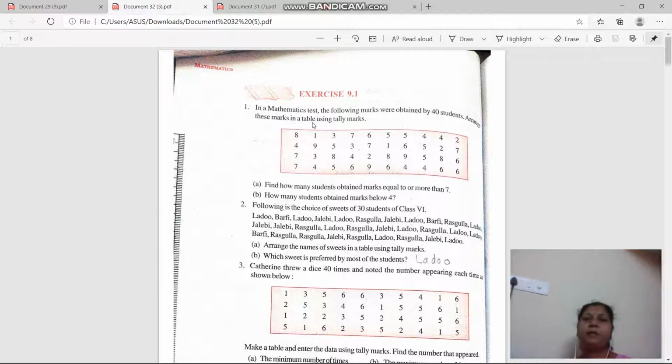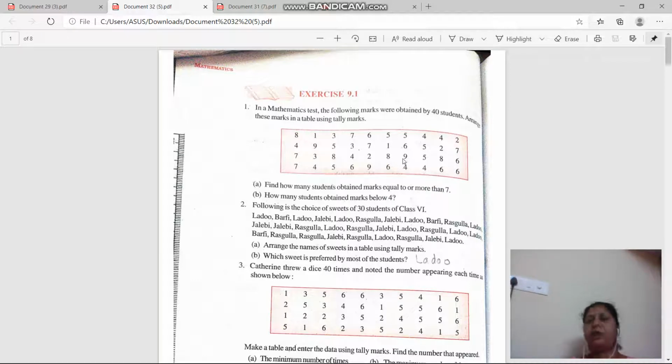Okay. In a mathematics test, the following marks were obtained by 40 students. Arrange these marks in a table using tally marks. I think I have shown this in videos. Okay, just orally I will explain. We have to find the lowest one. So which is the lowest one? 1. And which is the highest?